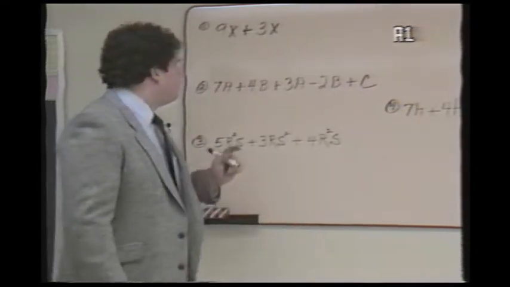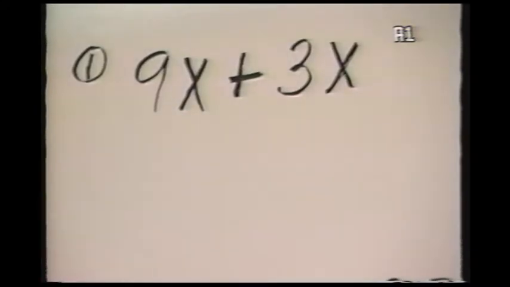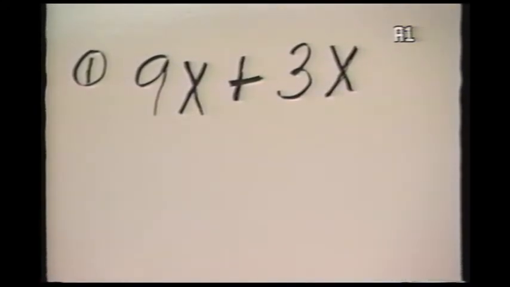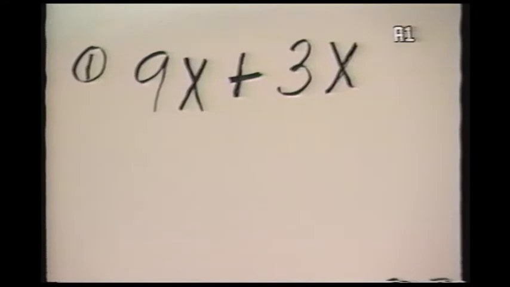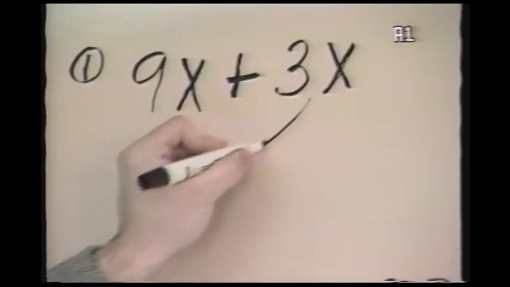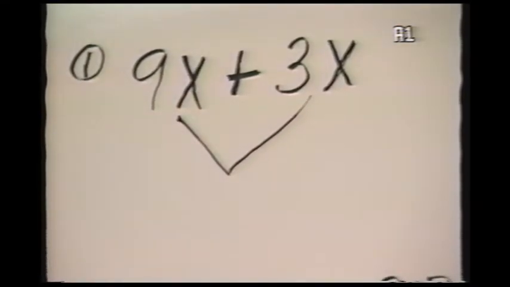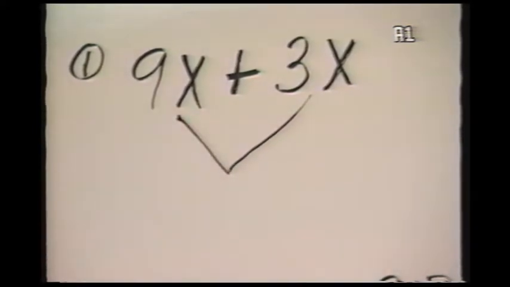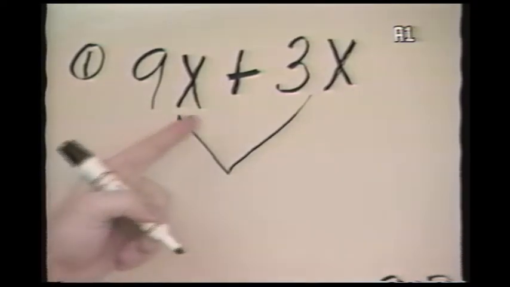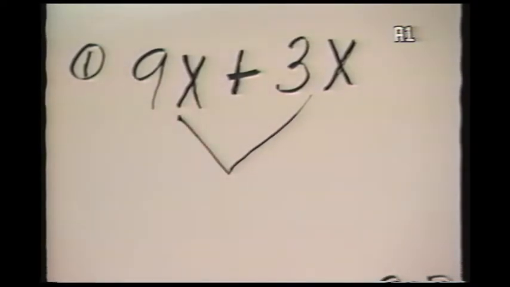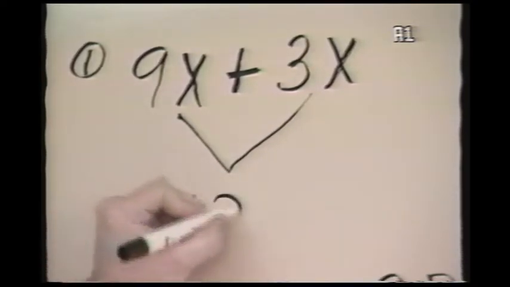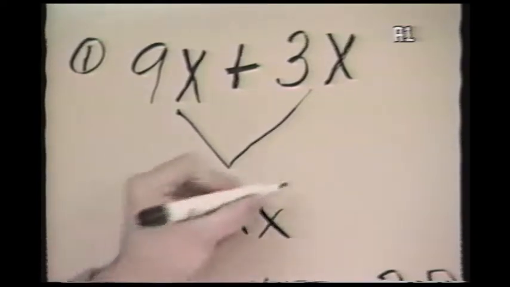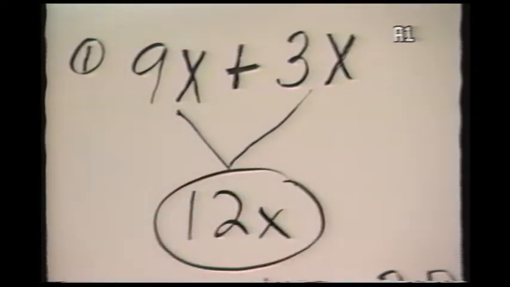Problem number 1, 9x plus 3x. The first question I ask is, are they like terms? Yes, 9x and 3x are like terms. When I combine like terms, I add the numerical coefficients, or the number next to the x. So 9x plus 3x is 12x. The answer to the first problem, 12x.